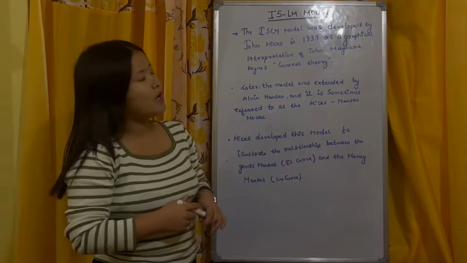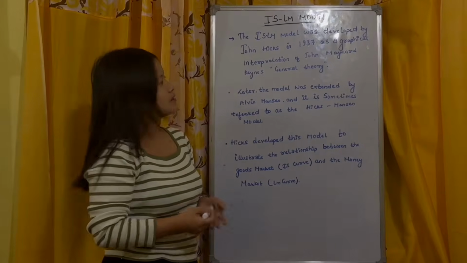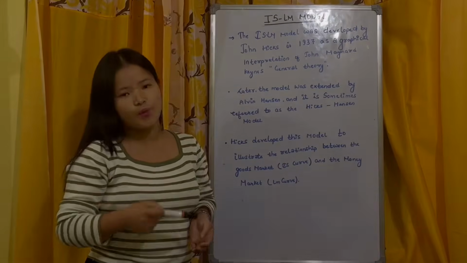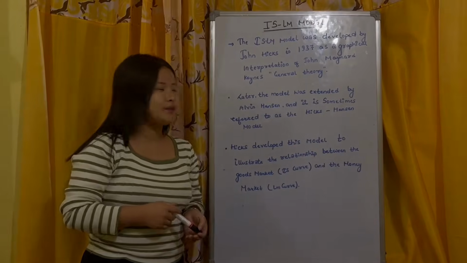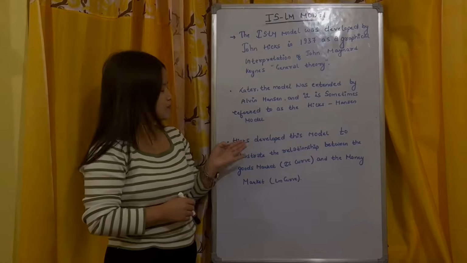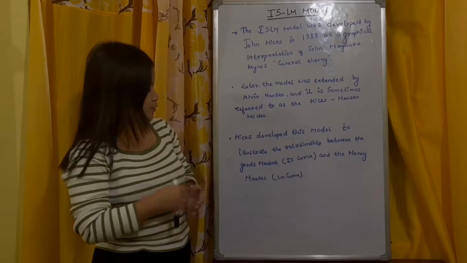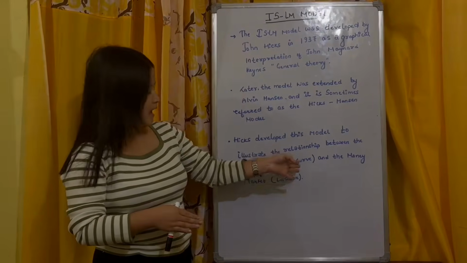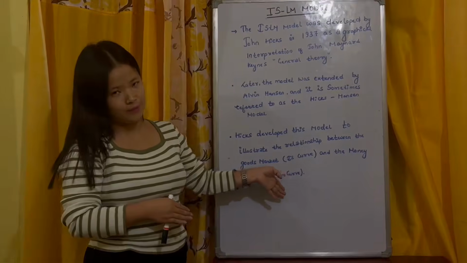First, we have to know the ISLM model was developed by John Hicks in 1937 as a graphical interpretation of John Maynard Keynes in his book General Theory. Later, the model was extended by Alvin Hansen and it is sometimes referred to as the Hicks-Hansen model. Hicks developed this model to illustrate the relationship between the goods market, which shows the IS curve equilibrium point, and the money market, which shows the equilibrium point of the LM curve.